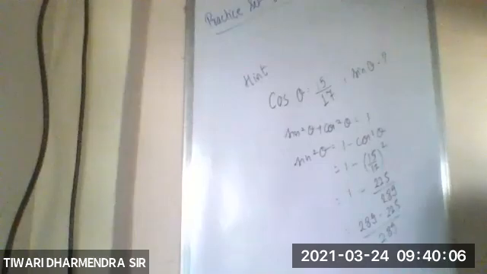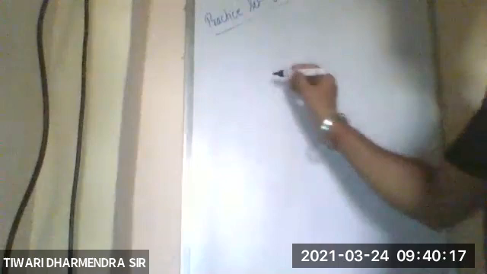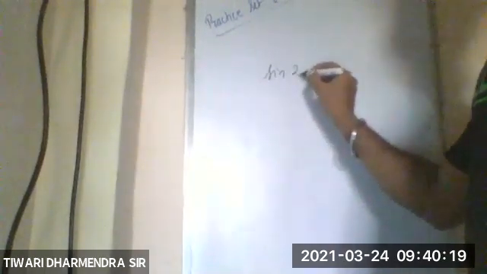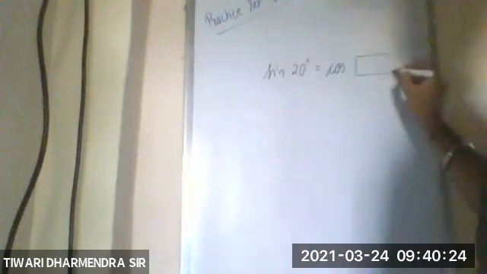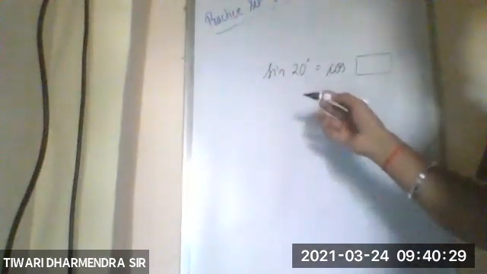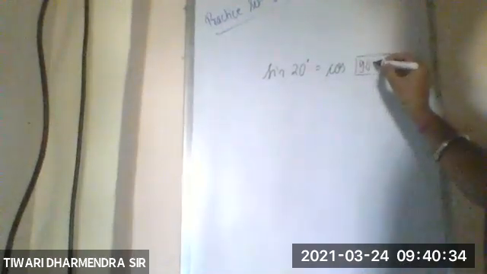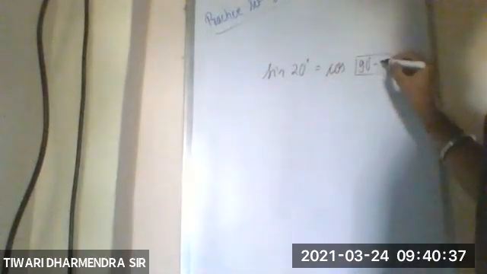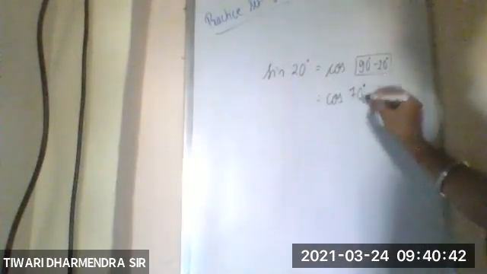One more thing, I would like to complete with one filling the blanks. Sine theta is equal to cos of what angle? As you know, the relation of sine and cos is of the type sine theta is equal to cos of 90 minus theta. So 90 degree minus 20 degree. So this is cos of 70 degree.